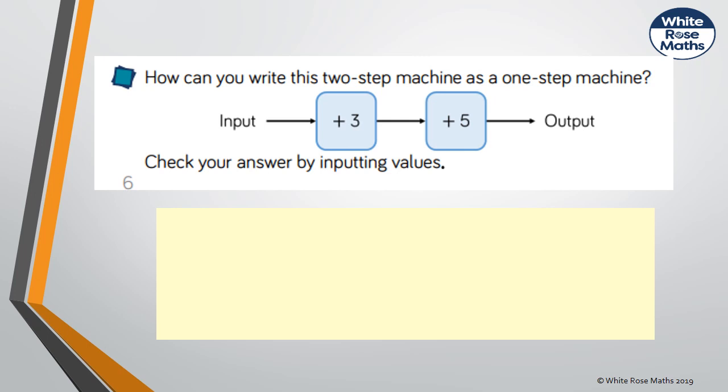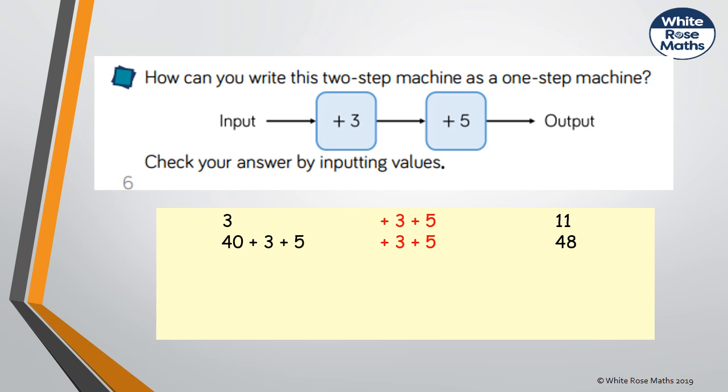Super. So we'll go through the answer. So say we put 3 into this machine. 3 plus 3 gives us 6. And then 6 plus 5 gives us 11. So our output would be 11. Now let's try it with a different number. Say we had 40 and we put that into the machine and added 3 and then added 5. Our output would be 48.